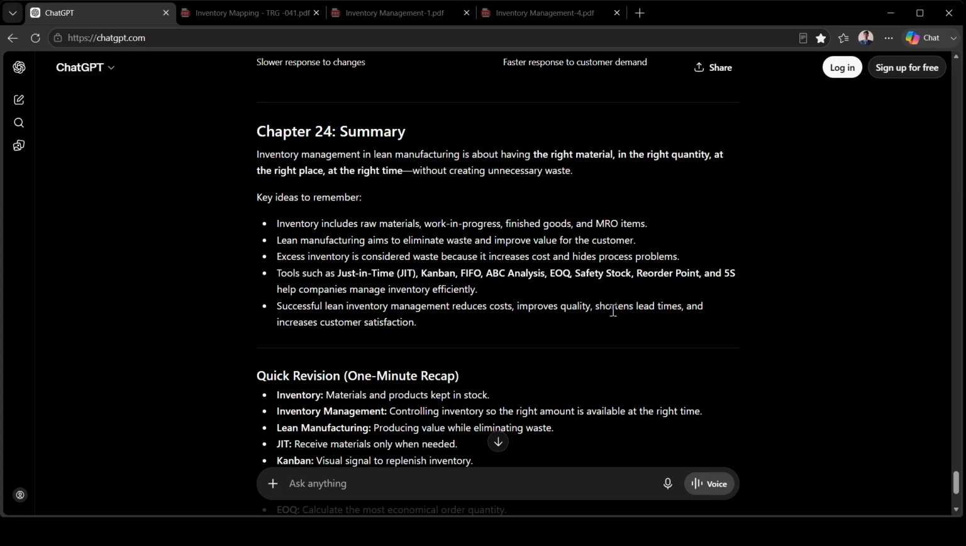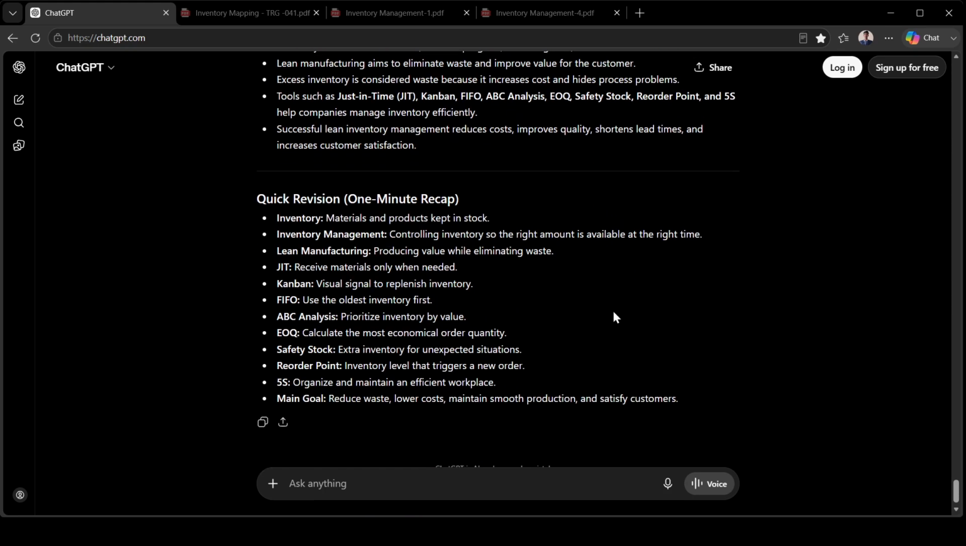Lean manufacturing aims to eliminate waste and increase customer savings. So, a quick revision, a one-minute recap. Inventory: materials and products kept in stock. Inventory management: controlling inventory so the right amount is available at the right time. Lean manufacturing: producing value while eliminating waste.